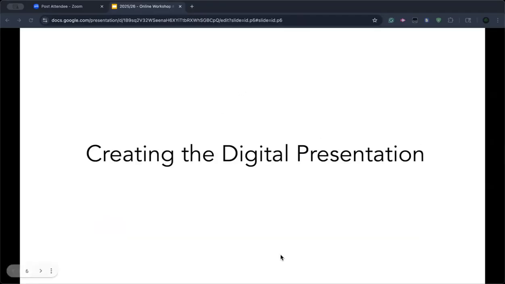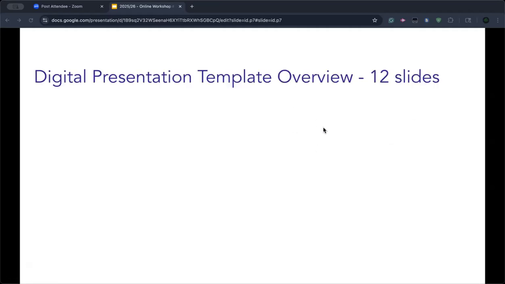Now let's actually talk about how to create the digital presentation. Here's a brief overview of what the templates will actually look like. You're going to make one title slide and 11 slides that describe your project. It can be shorter than 12 slides, but it can't exceed 11 project description pages, or it's going to be sent back to editing.